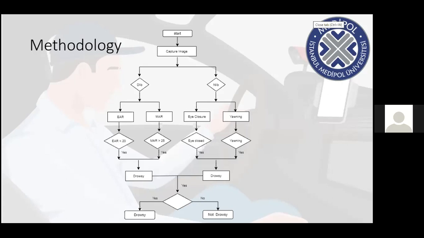DLib calculates the eye aspect ratio and mouth aspect ratio, and we set some thresholds on these. For the eye aspect ratio we set 25%, and for the mouth aspect ratio we set 25%. If the value is less than 20% and 25%, we say the driver is drowsy. And NLib detects the eye closure and the yawning of the person, and if the eyes of the person are closed and he is yawning, it says the driver is drowsy. On the basis of these two outputs we finally say whether the driver is drowsy or not.